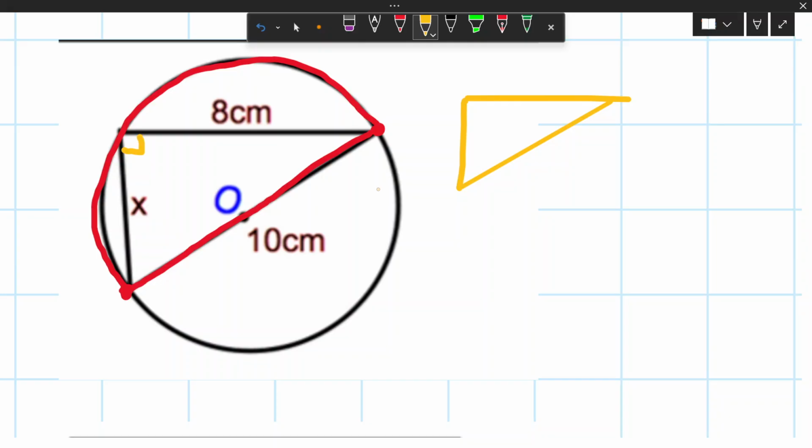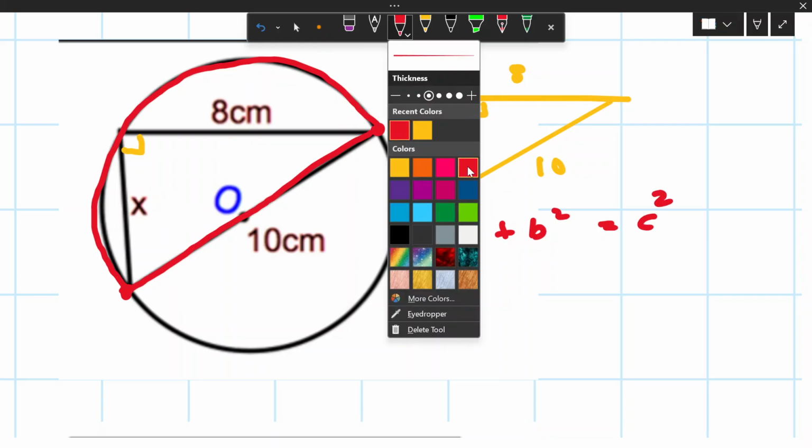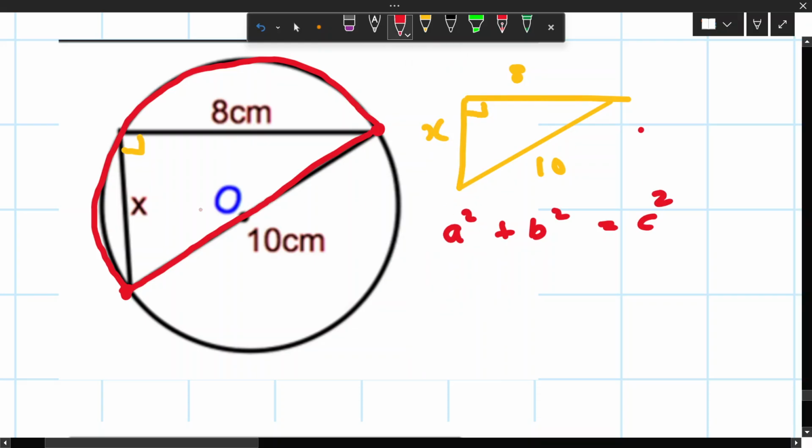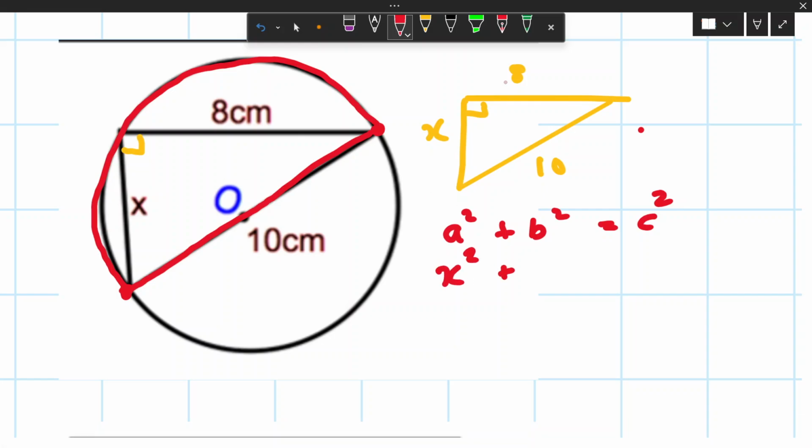So if we draw that a bit neatly, that is 8, this would be 10, and we're looking for the smaller side. So a squared plus b squared is equal to c squared. Think of your English alphabet and go in the order 1, 2, 3. So x is the smallest side here, so this is x squared. b squared is the second biggest side, so that's 8 squared, is equal to 10 squared.